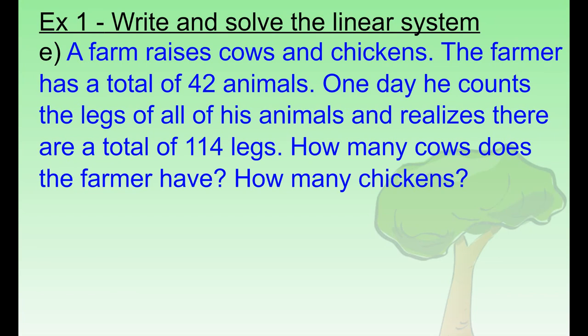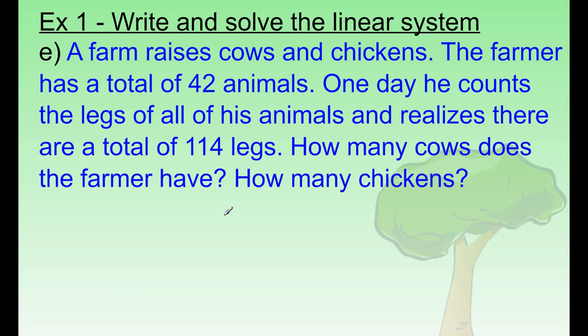Letter E. A farm raises cows and chickens. The farmer has a total of 42 animals. One day he counts the legs of all his animals and realizes there are a total of 114 legs. How many cows does the farmer have? And how many chickens? Go ahead, pause the video.